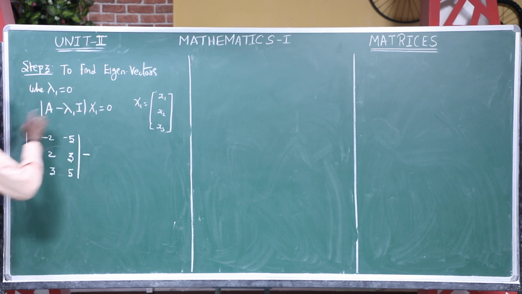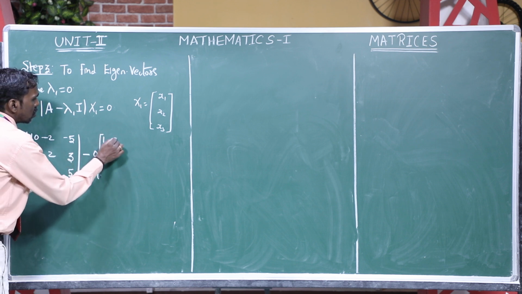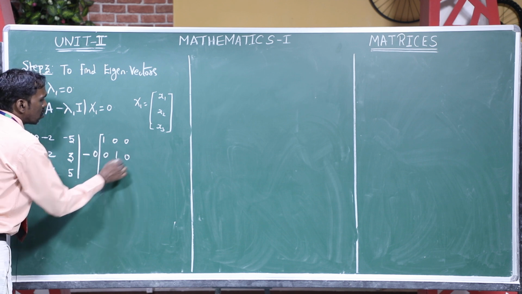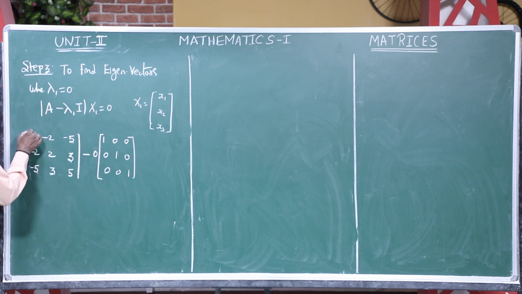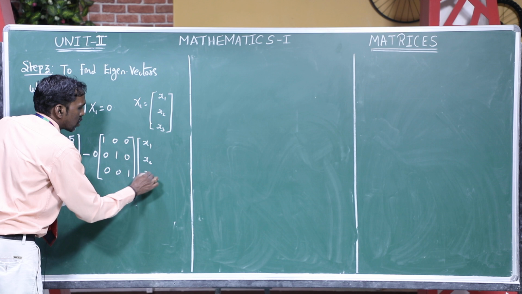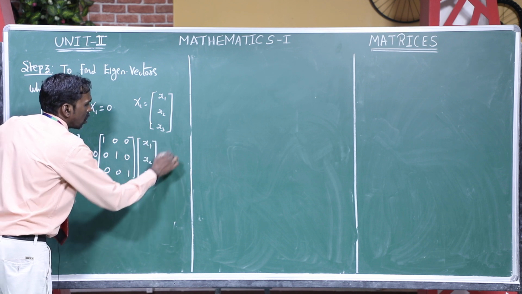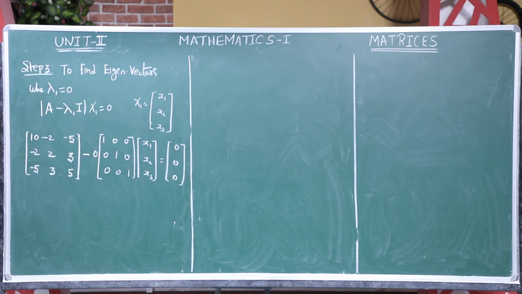Then minus lambda 1, which will be 0. What about your I matrix? 1, 0, 0, 0, 1, 0, 0, 0, 1. So this is our A minus lambda I. Then what about capital X1? This will be small x1, small x2, small x3, equal to 0. So we form the equation from them. You can just simplify. Lambda is 0, so anything into it will be 0, everything will be 0. So we form the equation.